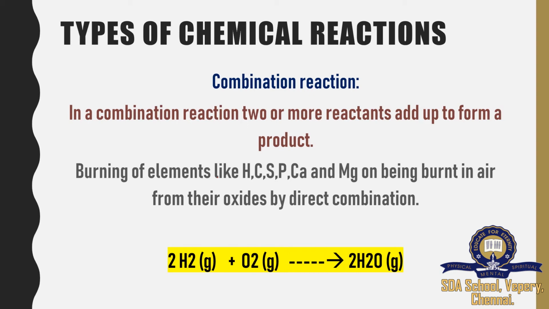Here hydrogen burning in oxygen gives two water molecules, but it is in the gaseous state only. So when all the elements burn with the help of oxygen, they form their corresponding oxides. So elements along with oxygen produce only the element's oxide. This reaction we can call a direct combination reaction.